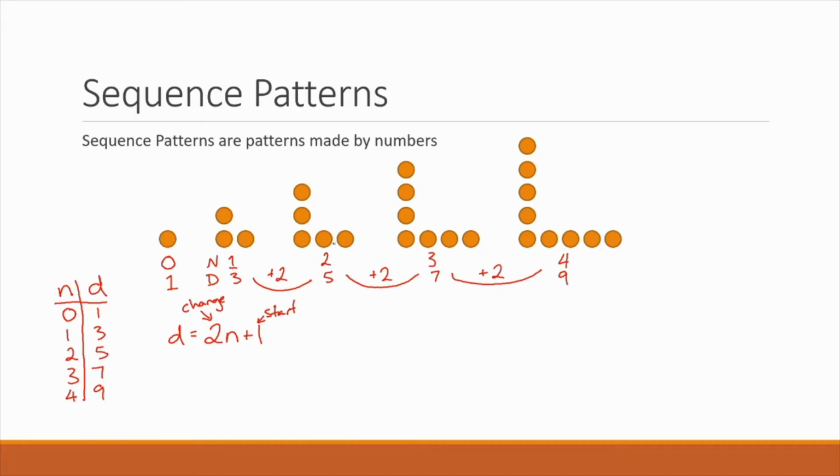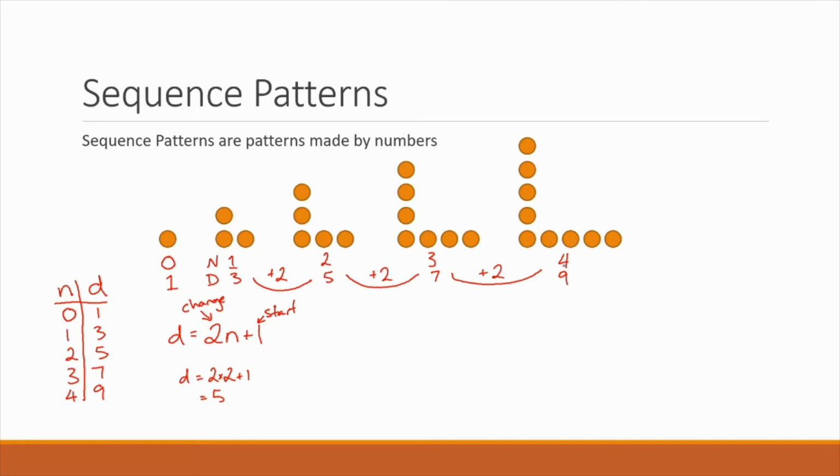Let's take pattern number 2. If it's pattern number 2, I can replace my N, my pattern number, with the actual pattern number itself. So I can rewrite this as my number of dots is equal to 2 times, because remember this means times, my pattern number 2 plus 1. Well, 2 times 2 is 4 plus 1 is 5. So for pattern number 2, I should have 5 dots. And that's what I have.